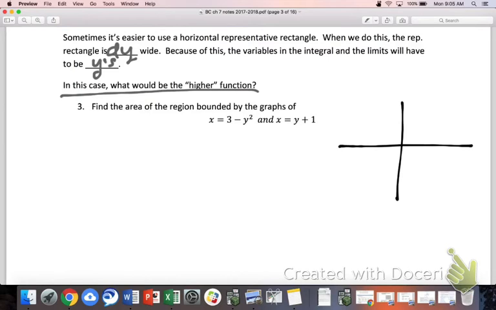Sideways parabola would be a good description. I agree. Which way does it open? Since it's sideways, does the parabola open left or right? It opens to the left, yes. And that's because it's minus y squared.